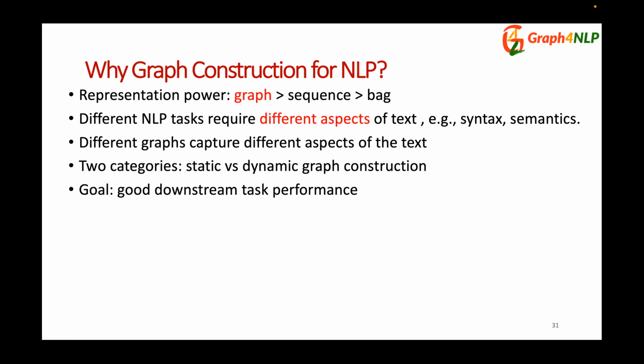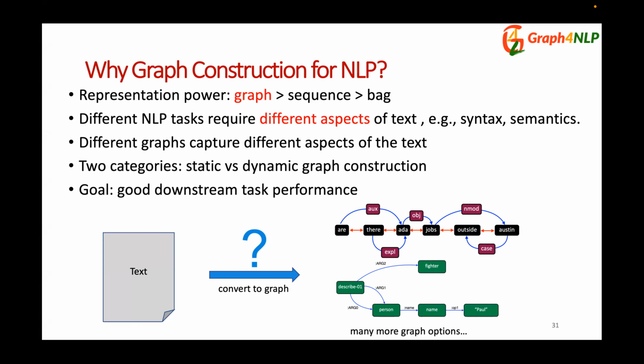In general, we group various graph construction approaches into two categories. One is static graph construction, and the other we call dynamic graph construction. We will introduce each of them and summarize their properties next. Note that the primary goal of graph construction in this tutorial is to achieve good downstream task performance. So we will not care very much about, for example, the interpretability of the constructed graph, especially for dynamic graph construction approaches.